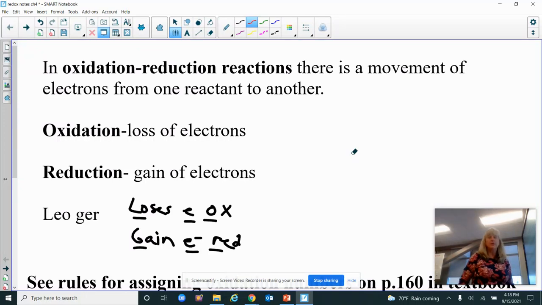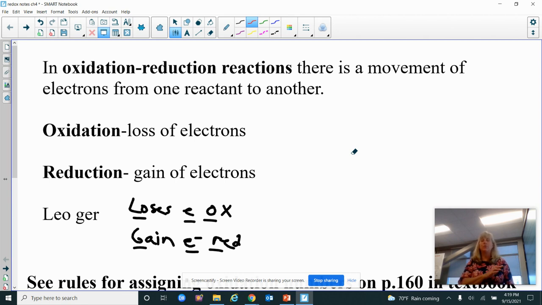All right, so now I want to talk about oxidation and reduction reactions. In oxidation reduction reactions, there's a movement of electrons from one reactant to the other. One of the reactants has something being oxidized, or losing electrons. Another one of the reactants has something being reduced, or gaining electrons.